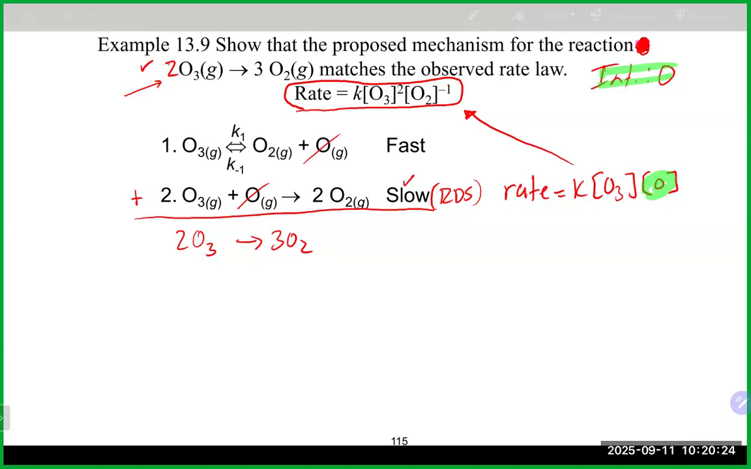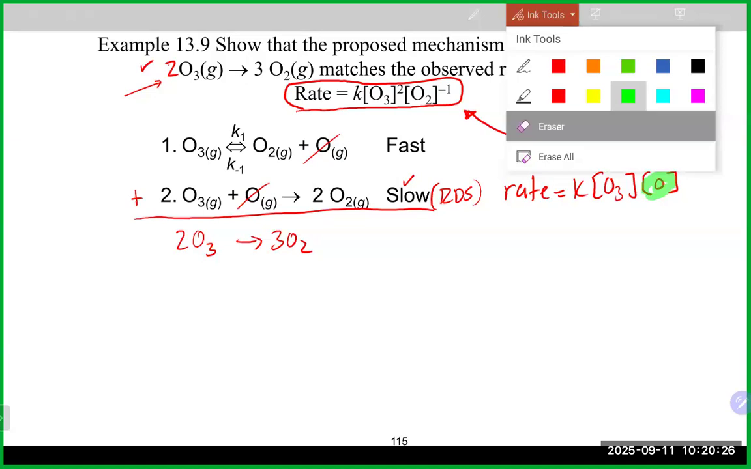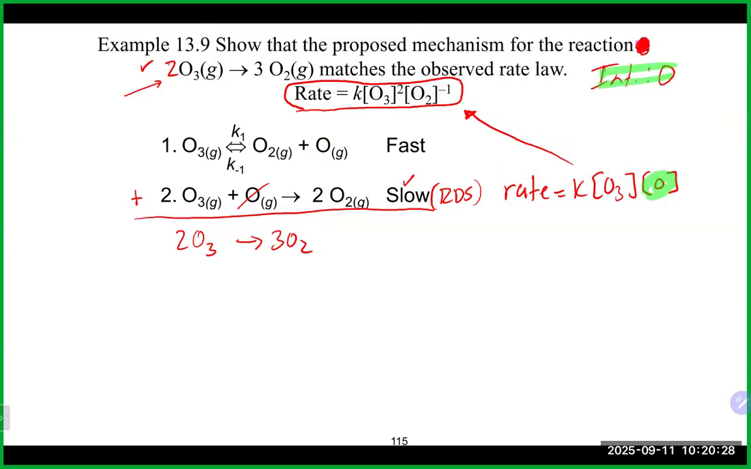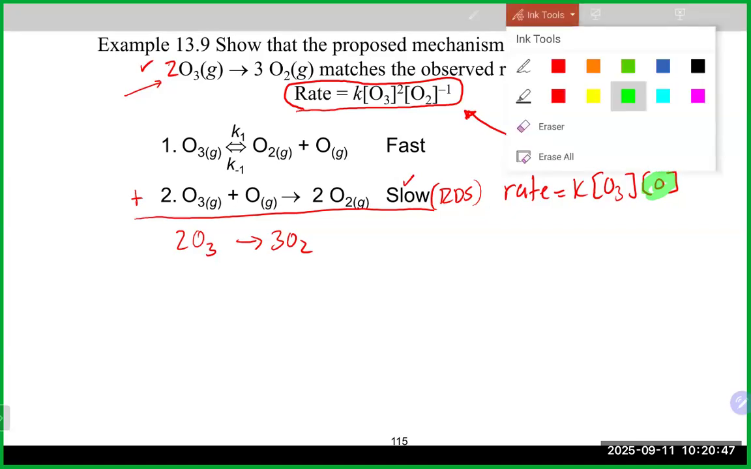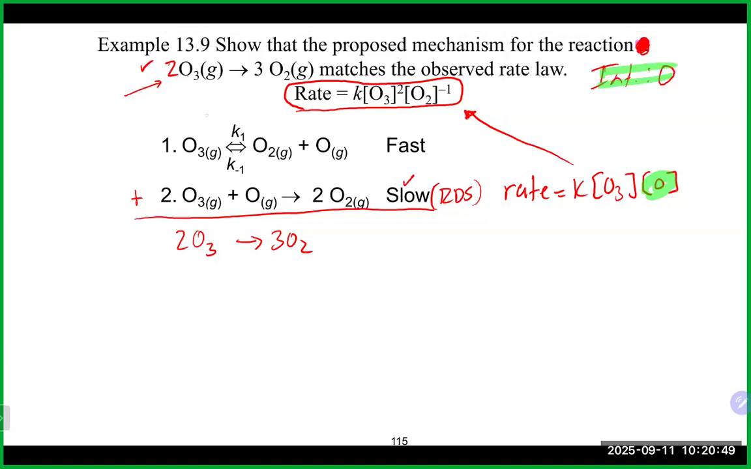So in this case, we actually only have one other step that is sort of useful here. We're going to go to the first step here. And again, it is a reversible reaction, which means it's going in the forward direction and the reverse direction here.